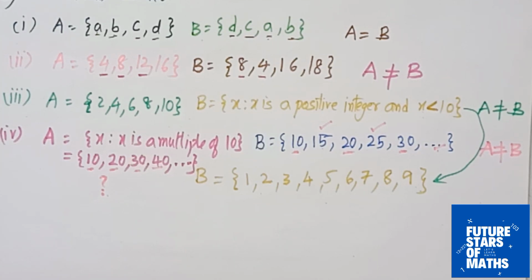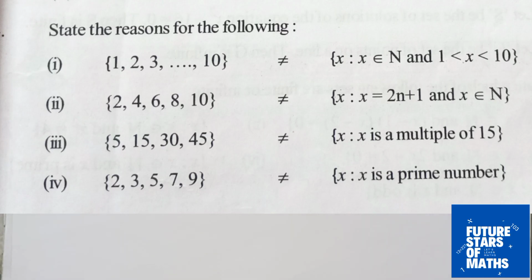Okay, clear students? Here the fourth question is, state the reason for the following. Here on the left side the sets are in roster form, whereas on the right side the sets are in set builder form. So first we need to convert them to roster form and then see whether the equations given are correct or not.